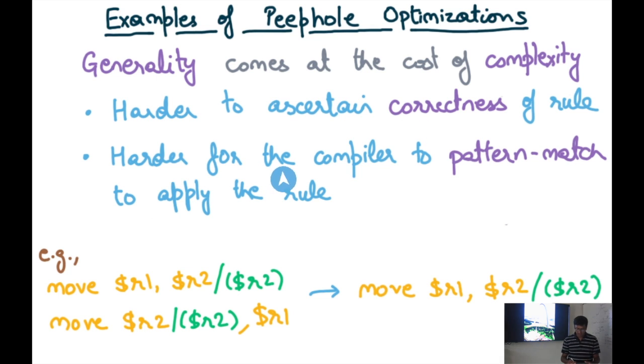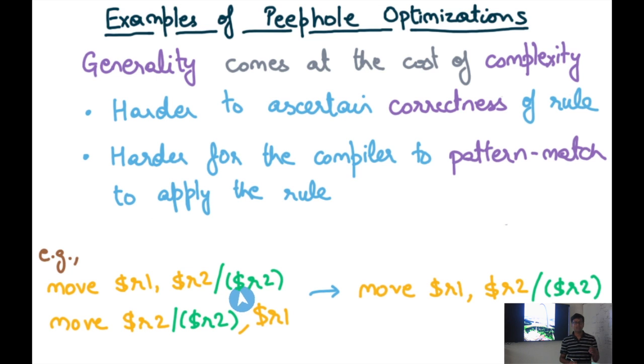But more importantly, it's harder for the compiler to pattern match while applying the rule. So when the compiler is looking at a program and dragging a peephole across the program, it needs to make a decision on whether it has an opportunity to optimize a particular snippet of code or not. And if a peephole optimization becomes complicated, then the pattern matching becomes complicated as well.